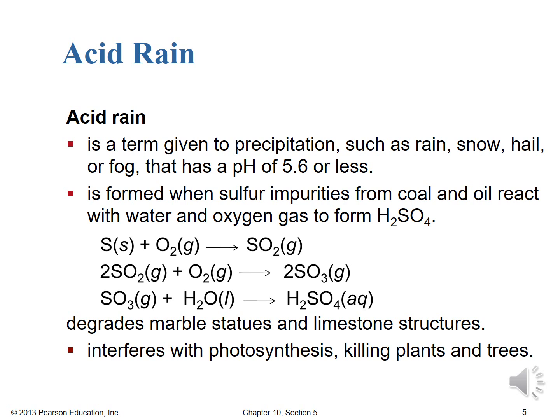And acid rain is a problem because it'll degrade marble statues. Marble's calcium carbonate, so it will react with sulfuric acid. Limestone is also calcium carbonate and will also react with sulfuric acid. So those statues and structures can be devastated by acid rain. It'll pit the marble statuary, can cause weaknesses in the limestone structures. It also interferes with photosynthesis, so it can kill plants and trees.